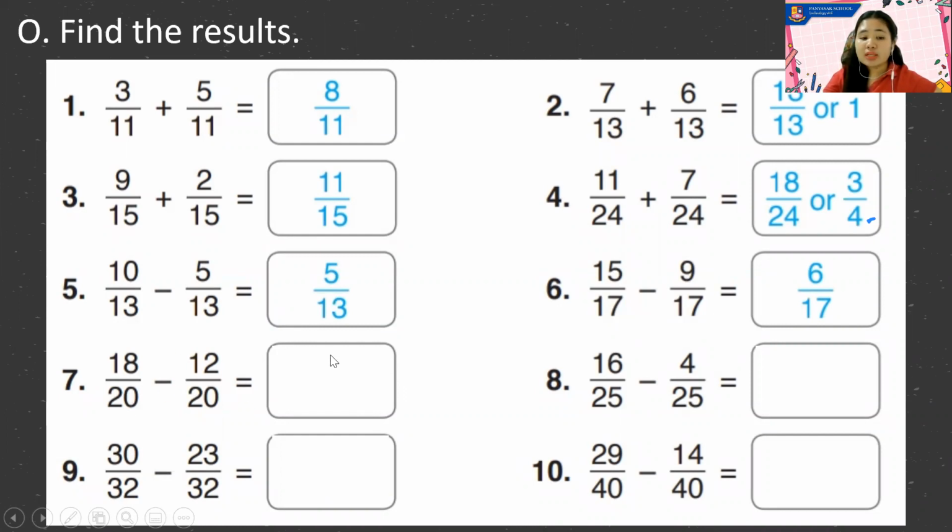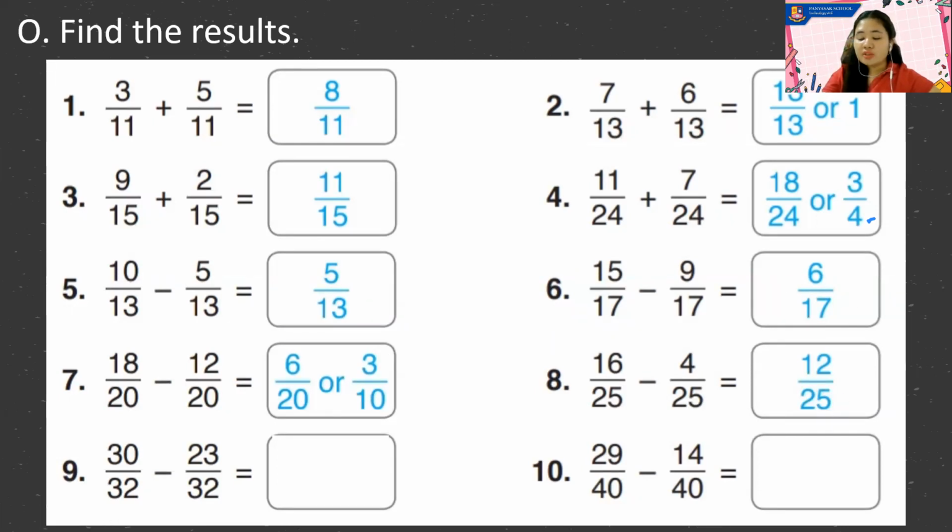So 18 minus 12 is 6/20, or you can divide this by 2. 6 divided by 2 is 3. 20 divided by 2, that is 10. So any answer will do. If you answer 6/20, that is already correct. But you can answer also in lowest term. Okay, number 8, 16/25 minus 4/25. So 16 minus 4, the answer is 12 over 25. So that is already the answer.